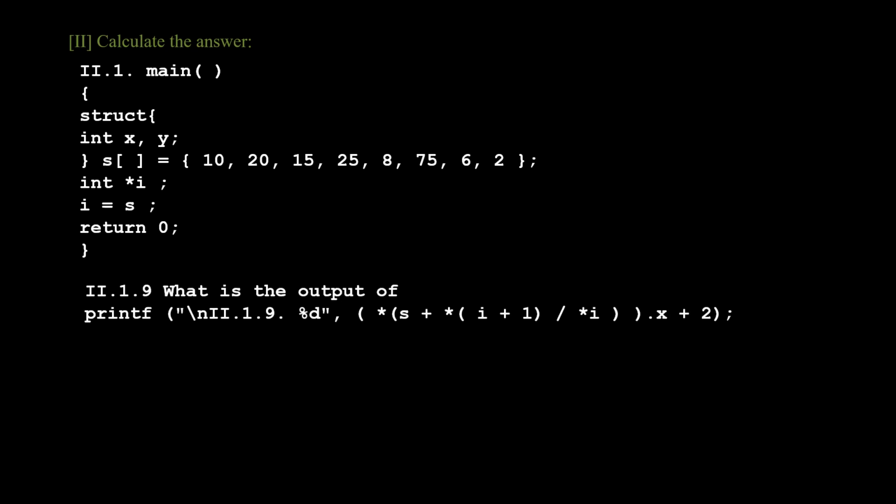And then see the next question. The program is the same and the question varies. So the question is (s + *(I+1) / I[0]).x + 2, where *(I+1) is nothing but I[1], divided by I[0] or *I. So basically we are incrementing some s.x value. Let me start the timer. You can take some time to answer it.